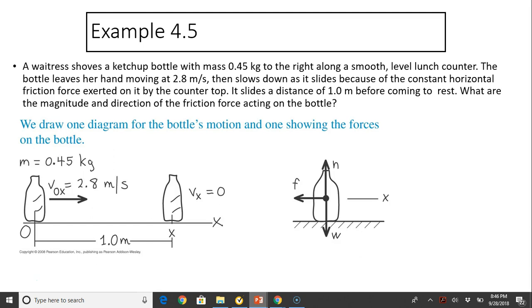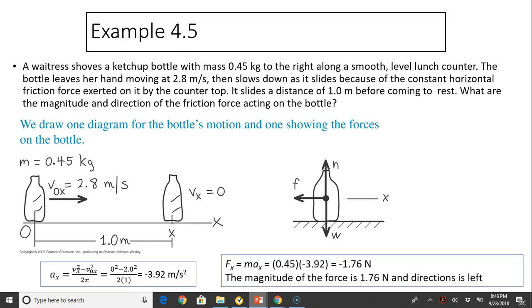So let's see. From what's given to us, initial velocity, final velocity, and distance, we can find acceleration using the timeless equation. So acceleration is negative 3.92 meters per second squared, negative because the object is slowing down. From acceleration, we can find the net force: Fx equals m ax. So the force equals negative 1.76 newtons. The magnitude of the force is 1.76 newtons. The negative means the force is to the left.